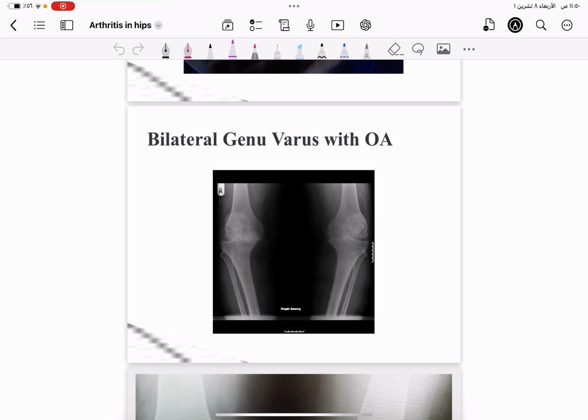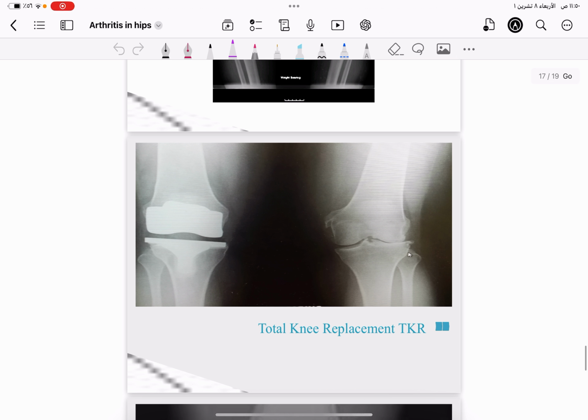But you can see how there's no joint space, yeah? And you can see the skeletal changes and the subchondral changes and the osteophytes. Okay? This is what you can see on the lateral compartment. That's the lateral compartment. You see the difference? And that's the medial compartment. Okay?